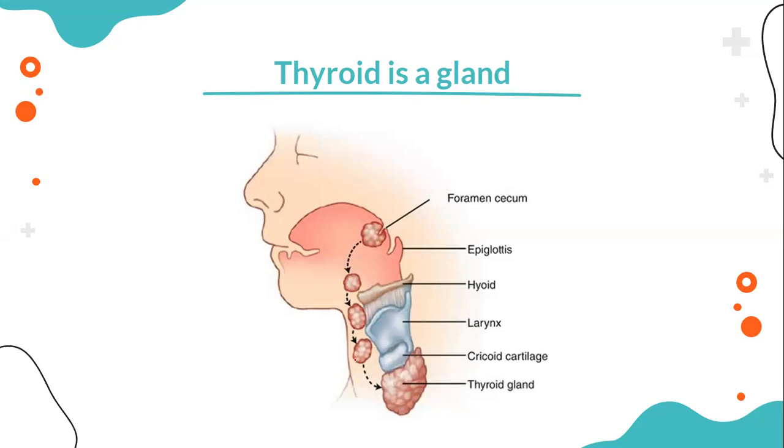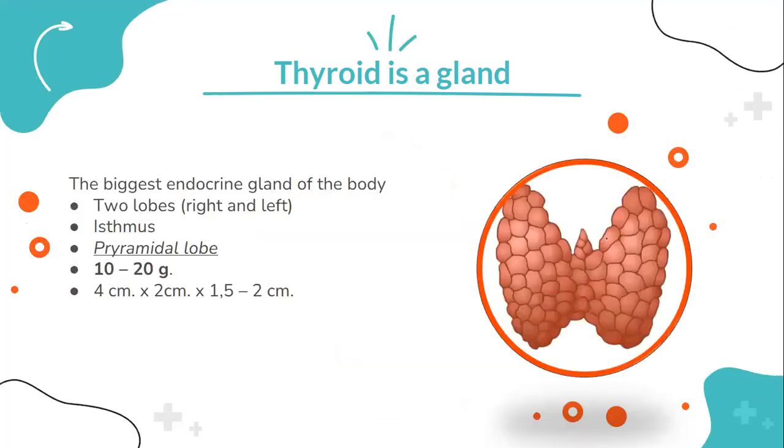If it keeps going down and at its final position has remainings of this duct, which is the thyroglossal duct, we would have what we just saw here. It would be the pyramidal lobe.